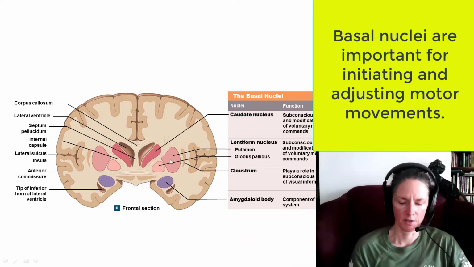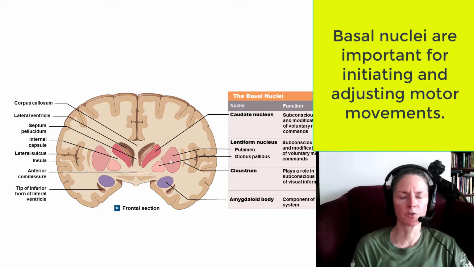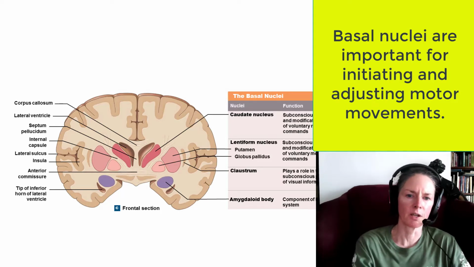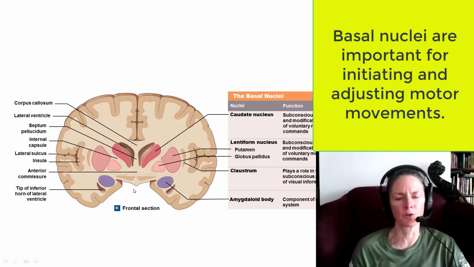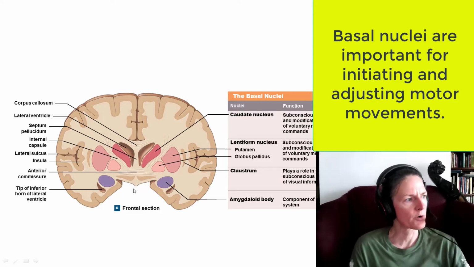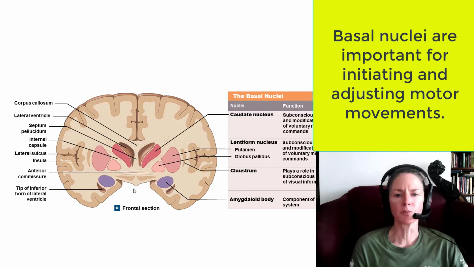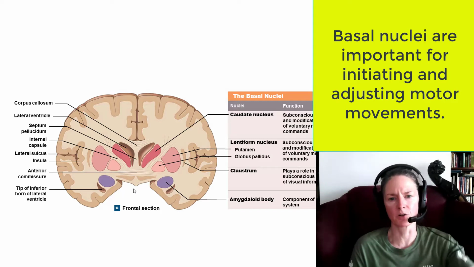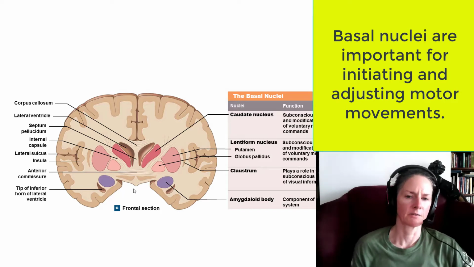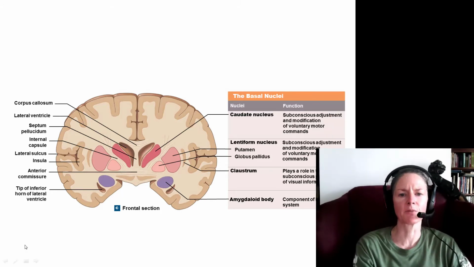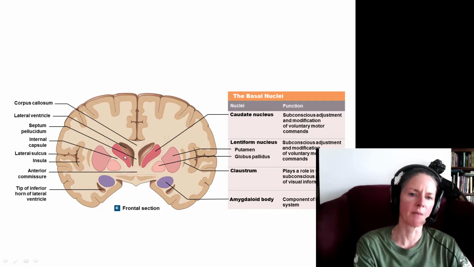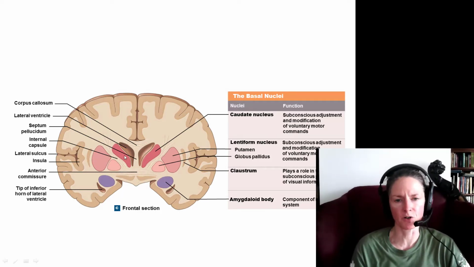Now the function of the basal nuclei is subconscious adjustment of ongoing motor movements. So it's basically going to put the brakes on, so to speak, some of the commands issued by the motor cortices, and it's going to adjust the force and velocity of these movements so that they're not just some herky-jerky movement out there and we don't have uncontrolled muscle movements. So a lot of times people who have damage to these areas will not be able to coordinate or control their muscle function very well.